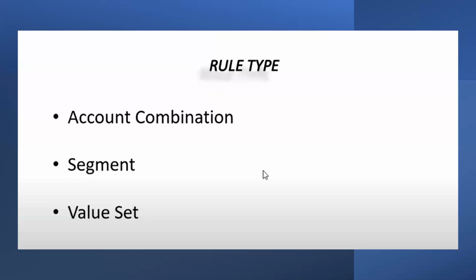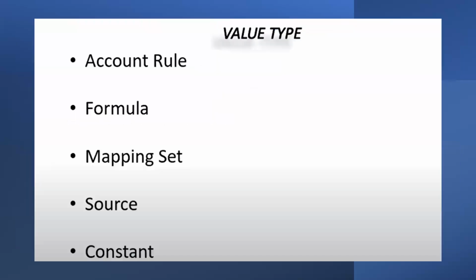And for the value set, if we are using a value set in multiple parameters, we can define one value set account rule for that particular value set only, and use it multiple times, a one-to-many relationship. Next, value type: we have the values, account rule formula, and mapping set. We have already discussed mapping set. At the time of value type it can be the mapping set, source, or constant. We can define all of these and understand them in the application.